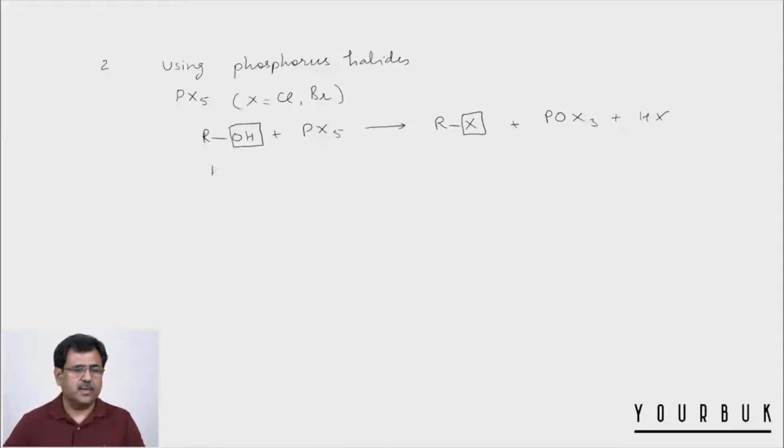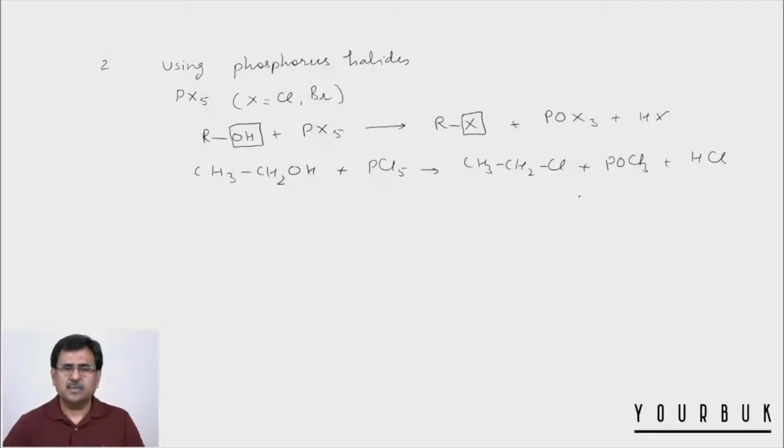For example, if we are reacting alcohol CH3CH2OH with PCl5, it forms CH3CH2Cl plus POCl3 and it also gives hydrogen chloride. Now this POCl3 is called phosphorus oxychloride. We can also use PBr5.